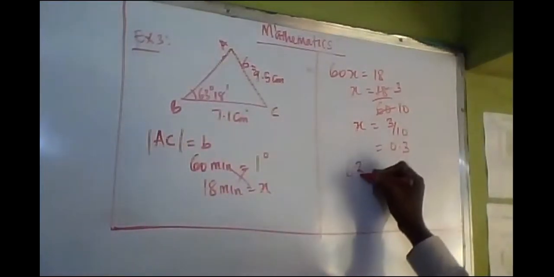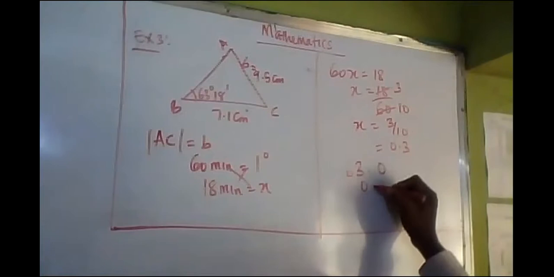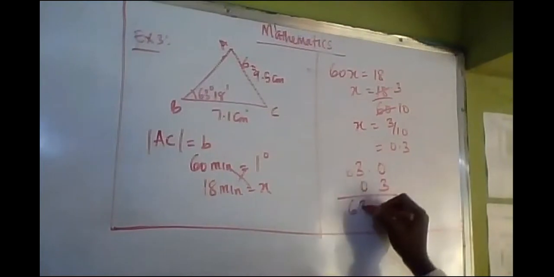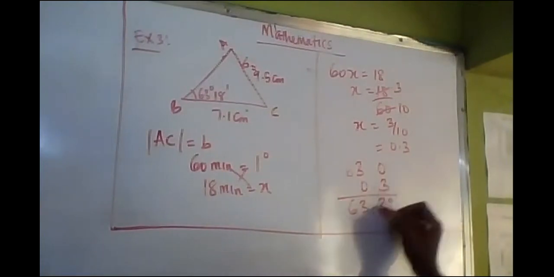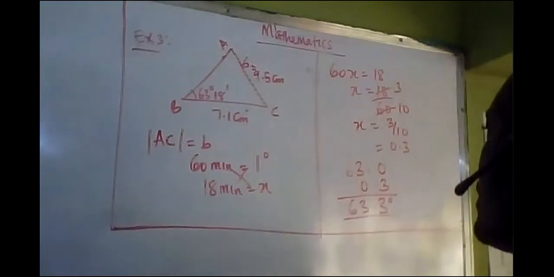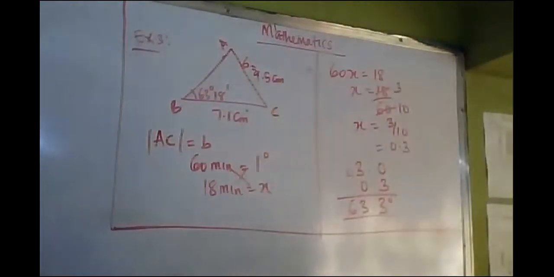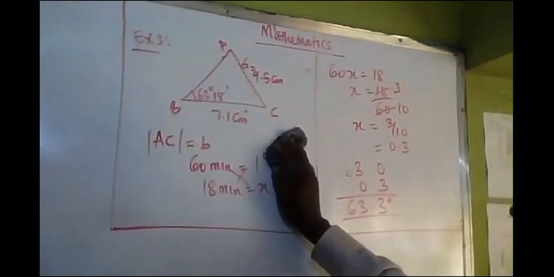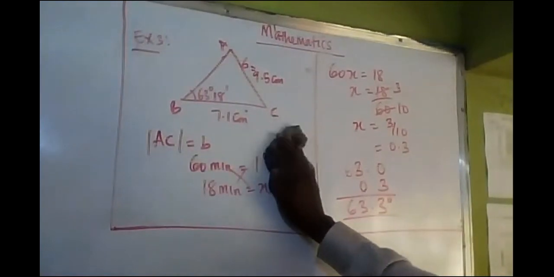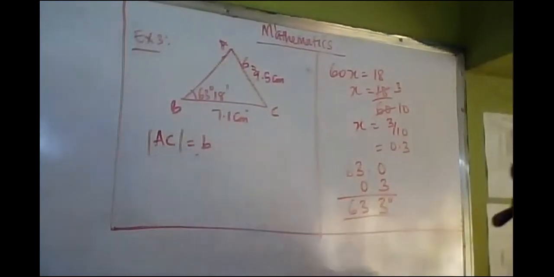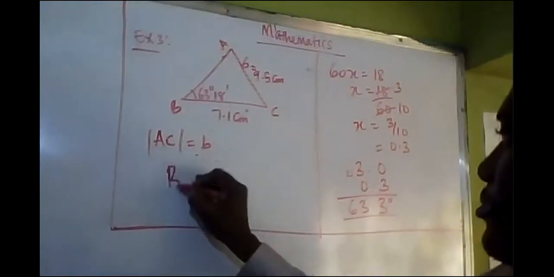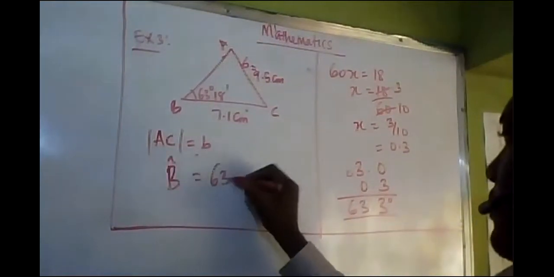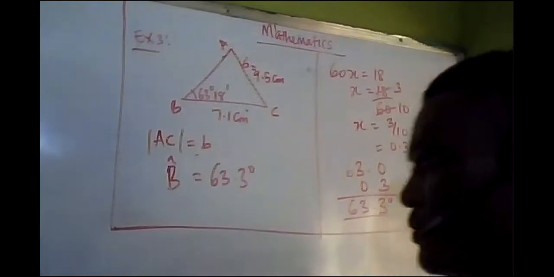So 63.0 plus 0.3 will give us 63.3 degrees. So our angle, hope you've gotten this. I want to rub this one off, but leaving a diagram. So our angle B in degrees and not in degrees and minutes is what? Angle B is 63.3 degrees.